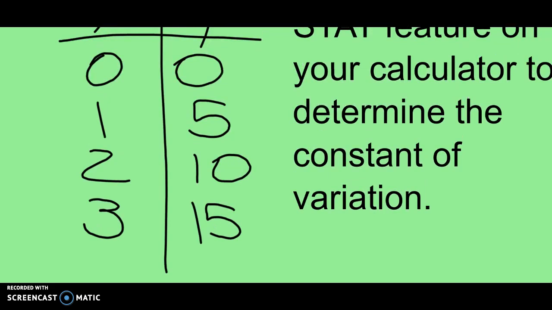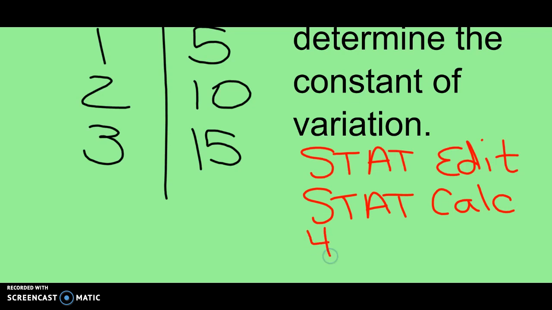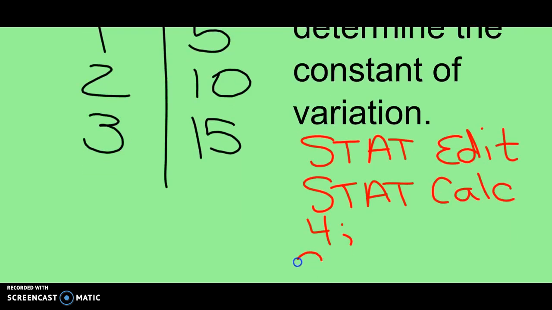So you're going to press your stat button. All right, you're going to stat, and then you're going to edit. And you're going to put all of those in your L1 and your L2, okay? And then you're going to do stat, and then you're going to calc it. And now a direct variation is always a line, so you're going to go to a linear regression, which I think is 4. And you're going to hit enter until you get an A and a B.